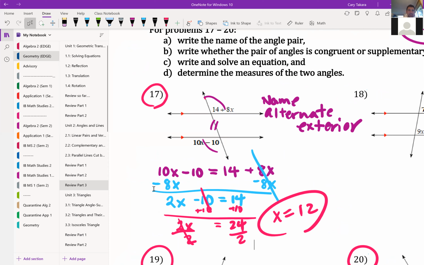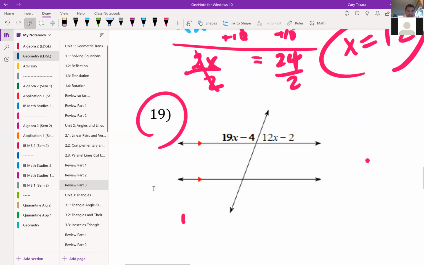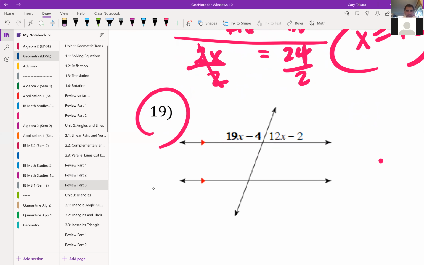Okay, number 19. 2 more to go, okay? Again, I want you to name it, and then let's solve it.